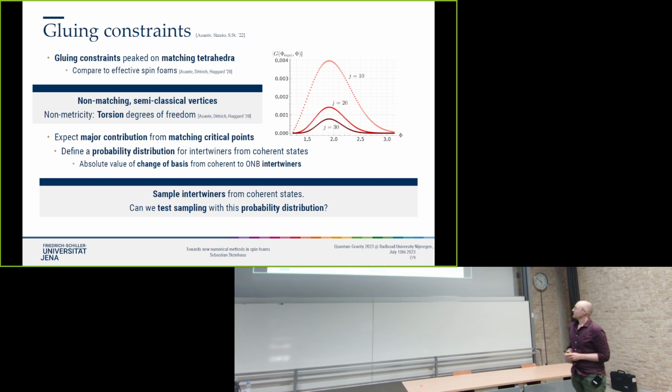And from the perspective of using Monte Carlo methods, we could now expect that the major contribution to our path integral should come from matching critical points. And this is the idea that I want to put forward: I would like to define a probability distribution for the intertwiners from the coherent states that are associated with those critical points. More precisely, I would take the absolute value of the change of basis from the coherent to the orthonormal intertwiner basis. So the idea is simply to sample these intertwiner degrees of freedom from those coherent states.